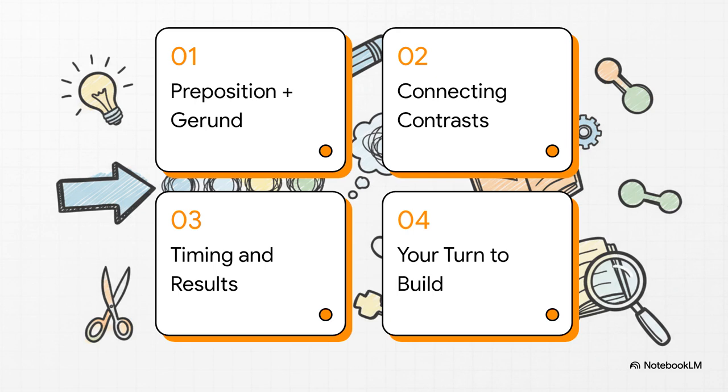So here's our game plan. Think of it like we're building a grammar toolbox together. First up, we'll get the hang of linking actions using prepositions and gerunds. Then we're going to tackle how to connect contrasting ideas. After that, we'll look at showing timing and results. And then, yep, it's your turn to take these tools and start building.